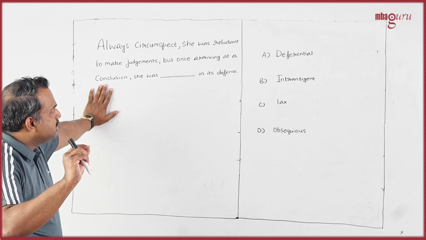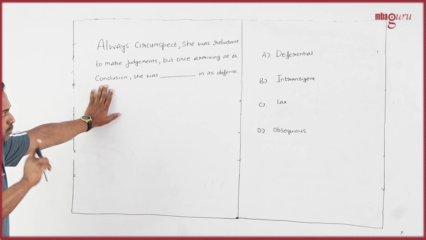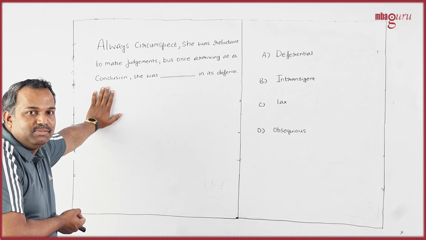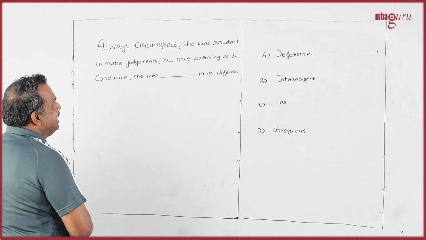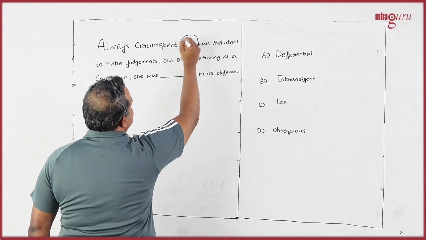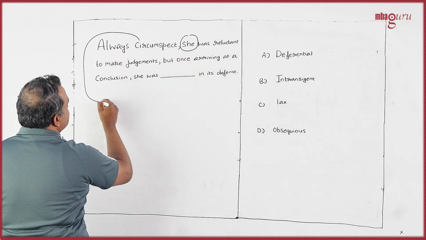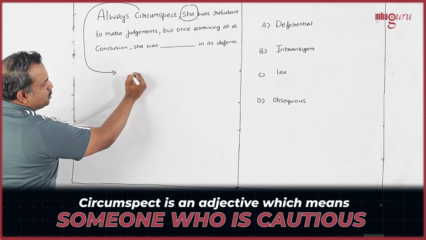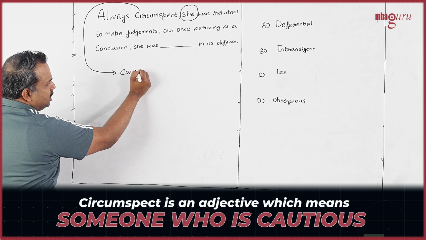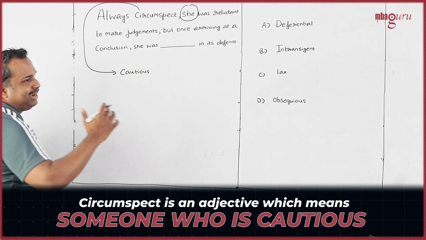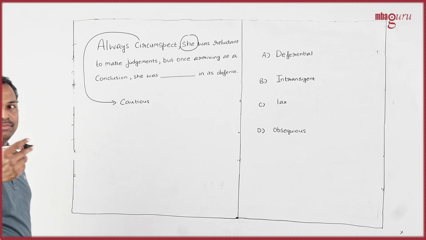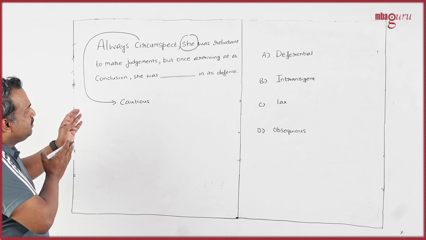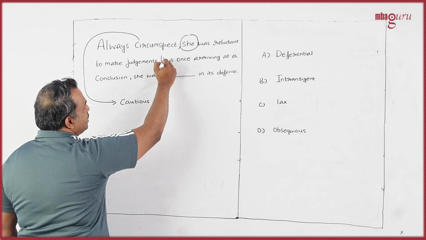Always circumspect, she was reluctant to make judgments, but once arriving at a conclusion, she was dash in its defense. So the information we are getting about this person is that the person is a very circumspect person. What is the meaning of the word circumspect? Circumspect means someone who is very cautious, someone who questions everything and does not readily accept a particular viewpoint or an ideology.